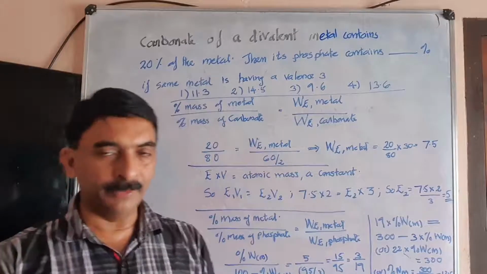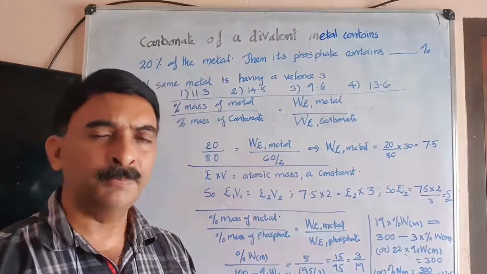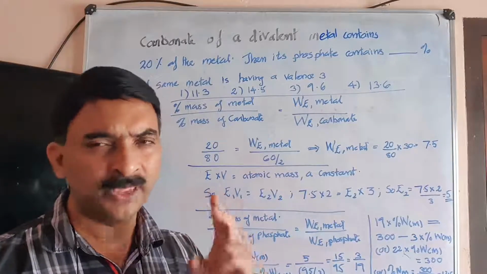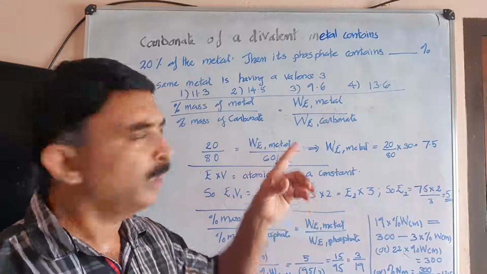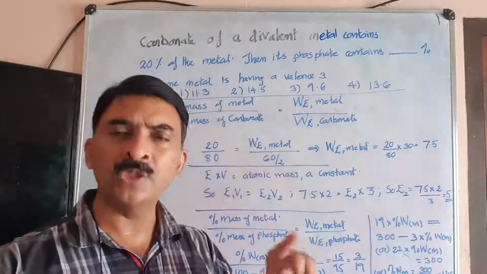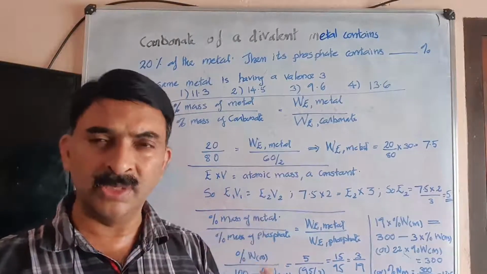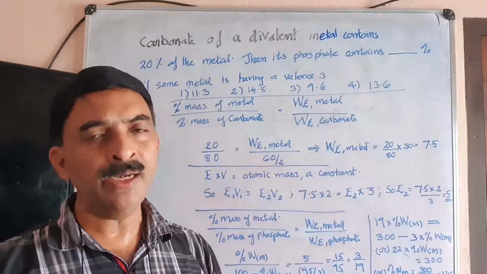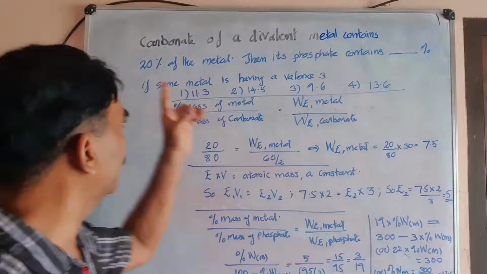In this problem, there is a minor variation. That is, in the previous problem, we had valence of the metal same, that is 2 in both the cases. After a small variation, in the second case, that is in the phosphate, the valence of the metal has been changed to 3. In that case, what will be the percentage mass of metal in phosphate? That is the question. It is an alteration of the previous question. I will read the question.